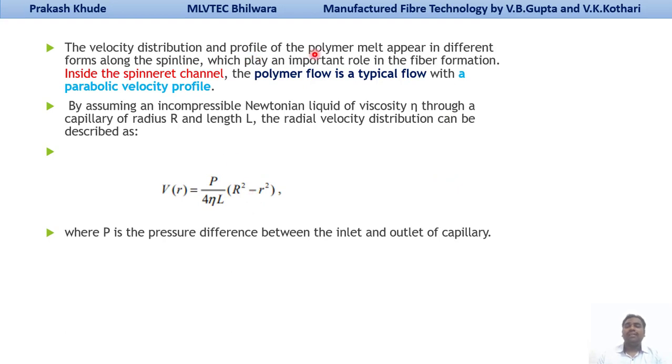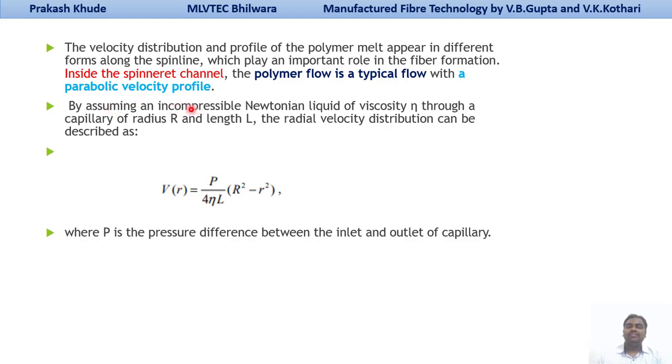The velocity distribution and profile of the polymer melt appear in different forms along the spin line, which plays an important role in fiber formation. Inside the spinneret channels, the polymer flow is a typical flow with a parabolic velocity profile.